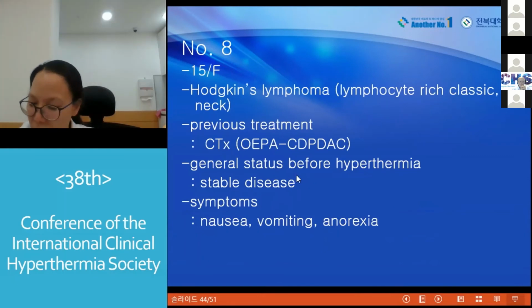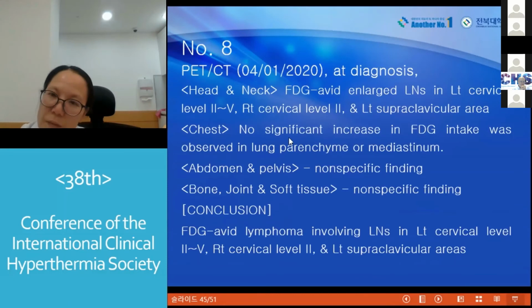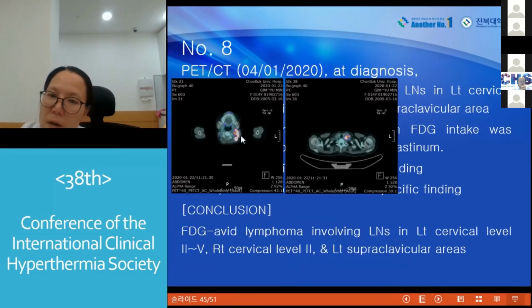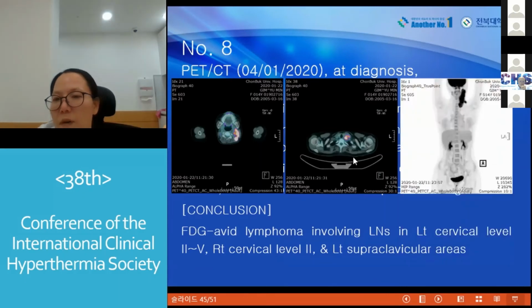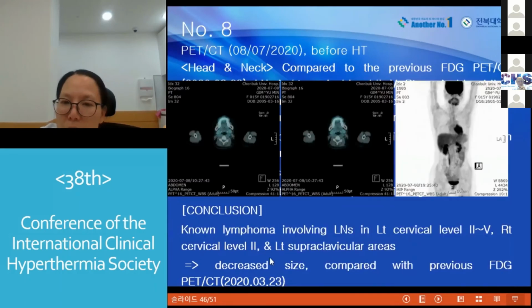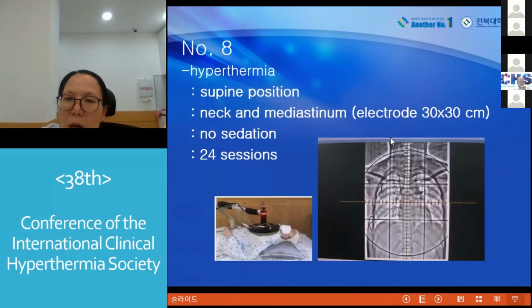The first case was a 15-year-old girl with Hodgkin lymphoma in both neck lymph nodes, who received several chemotherapy treatments. This image was the first diagnosis. FDG-avid lymphoma involving lymph nodes in the left cervical levels 2 to 5, right cervical level 2 and right supraclavicular areas. This image was before hyperthermia. Size had decreased compared with the previous FDG study.